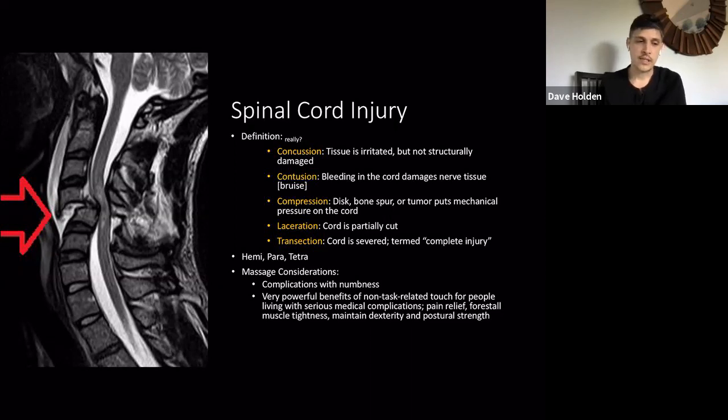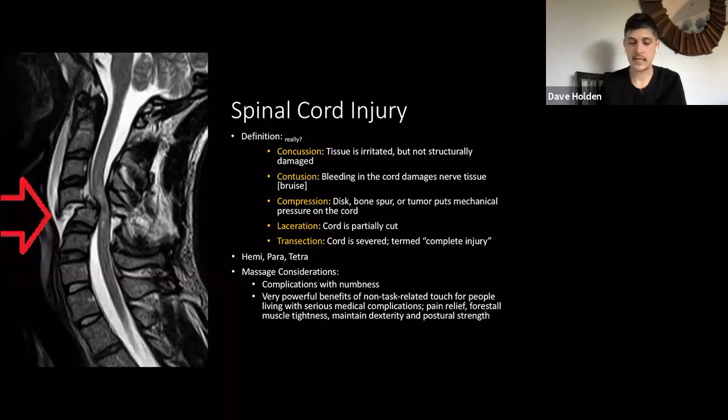Laceration injuries. Laceration is the medical term for cut. So with a laceration to the spinal cord, the cord has been partially cut. We would lose some function sometimes, again, depending on the severity. It may heal, you may regain some function. Then again, if it doesn't heal properly, or if there's too much scar tissue, or if the cut was really severe to the spinal cord, you may be looking at a permanent loss of function.